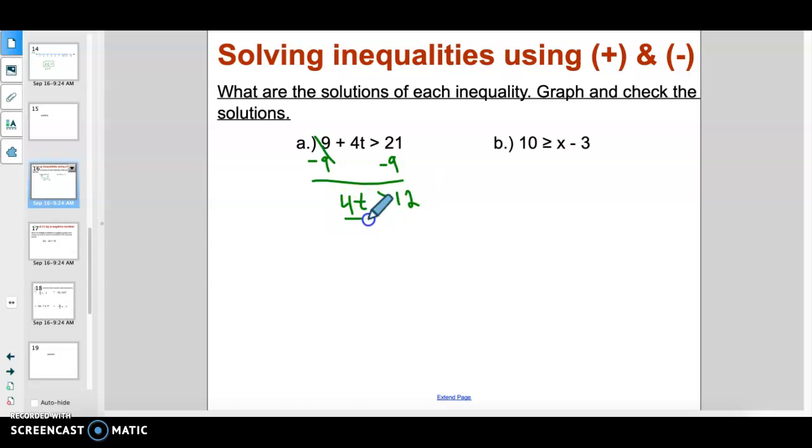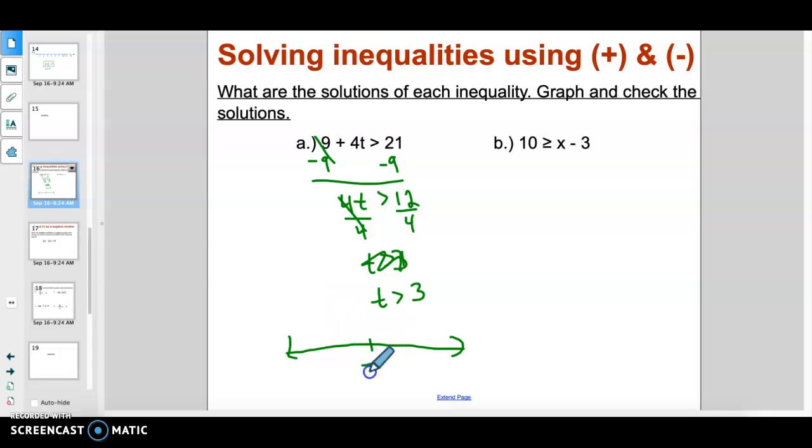And then to get rid of the 4, we're just going to do our normal divide by 4, so that equals 1. Divide by 4, so we've got t is greater than 12. It's greater than 3, sorry. I'm just going to rewrite that. t is greater than 3. So what that tells me is that any value that's greater than 3 is a solution to this.